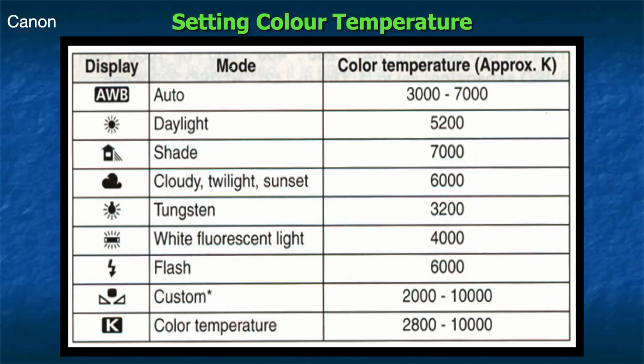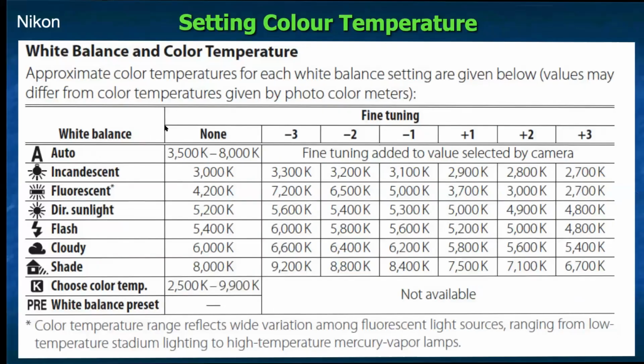So remember, low number like tungsten is 3,200. It's a very orange color of light. And high numbers like shade, 7,000 is a very blue color of light. And then the color temperature is from 2,800 to 10,000. So you can choose. Now they go in big steps, but you can choose between 2,800 and 10,000. Now Nikon chart, I'm just going to give you a little forewarning. Nikon chart is a lot more complicated, but we're just going to look at one part of it.